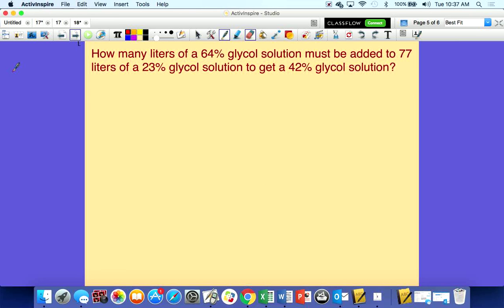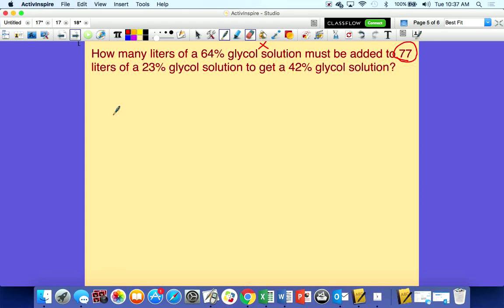Now this one's a little bit different. How many liters of a 64% glycol solution must be added to 77 liters of a 23% glycol solution to get a 42% glycol solution? All right, now we're doing the same thing, except here's the thing. We already know how much of one of them we need. So what we're looking for, this is the only thing that we don't know, is this 64% solution.